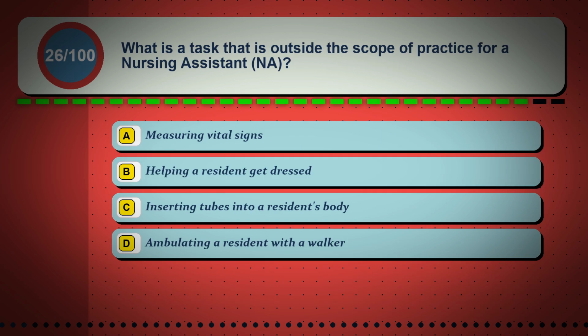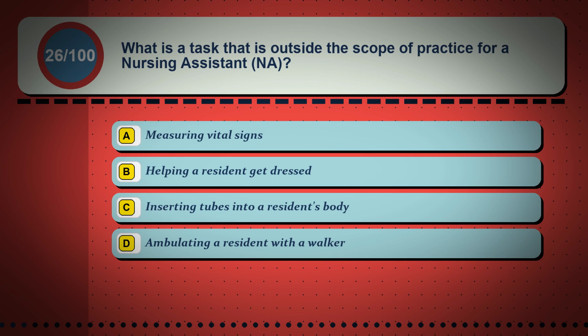Question 26. What is a task that is outside the scope of practice for a nursing assistant, NA? Option A, measuring vital signs. Option B, helping a resident get dressed. Option C, inserting tubes into a resident's body. Option D, ambulating a resident with a walker.